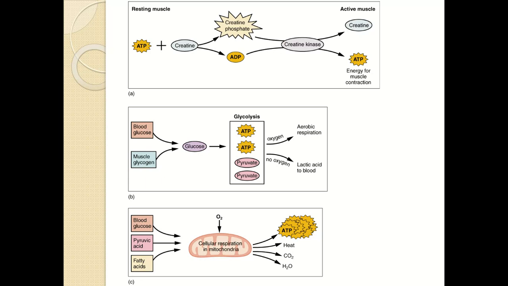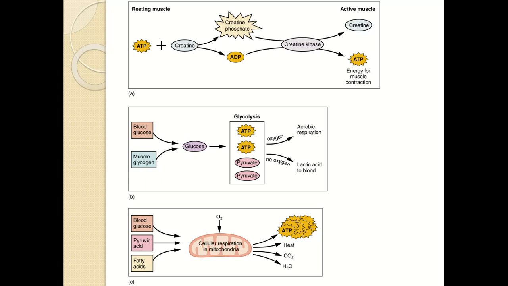If you look at the second diagram, it's showing you how glycolysis works, how we're able to take either blood glucose taken into the cells from the blood or glycogen present inside your muscles and break that glucose down to form 2 ATPs and 2 pyruvates. If we have oxygen, we're able to go on to aerobic respiration, which we'll talk about next. If we don't have oxygen, we go into lactic acid fermentation, which is then released into the blood, producing a grand total of 2 ATPs.